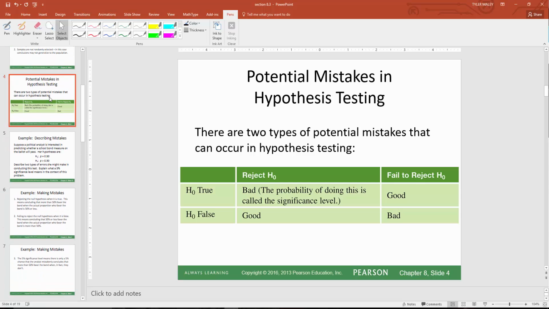So like a false positive on a pregnancy test would be that you're actually not pregnant, but the test failed to reject that you were pregnant, in a sense. So saying you are pregnant, that would be like that example.